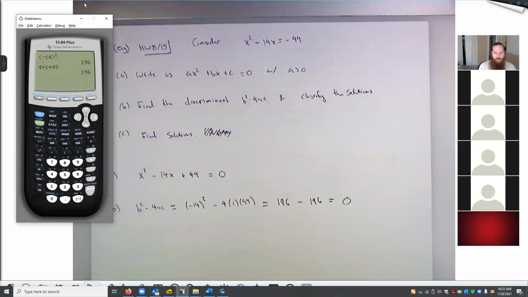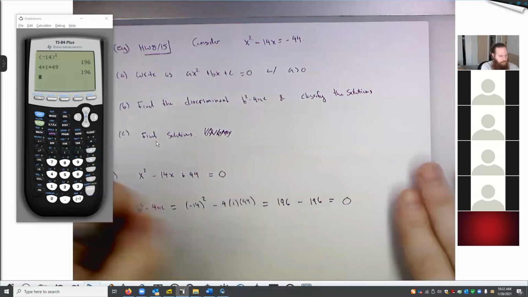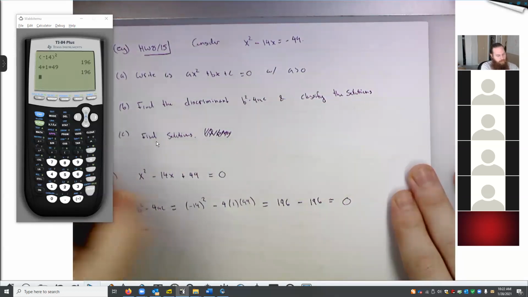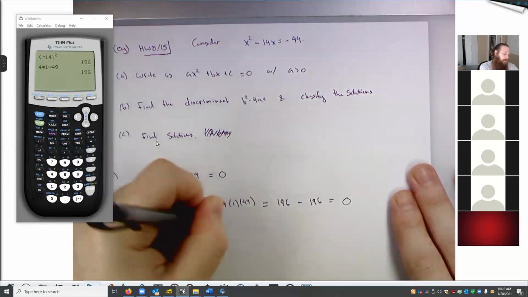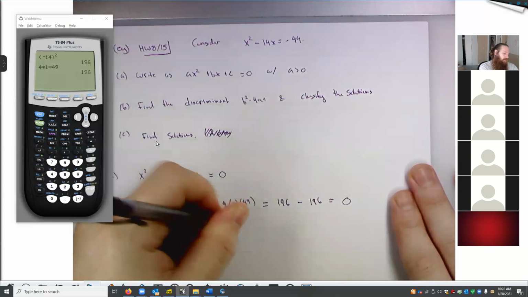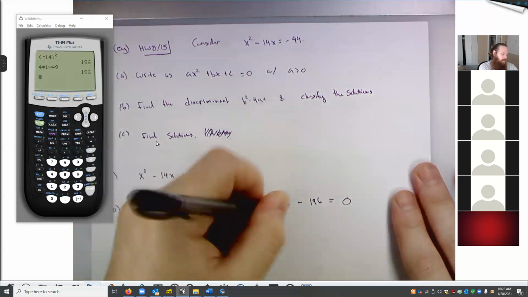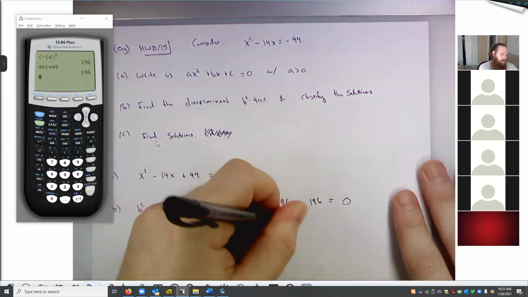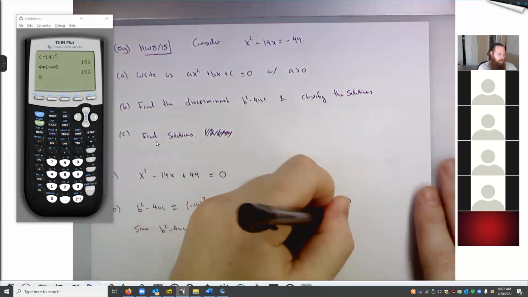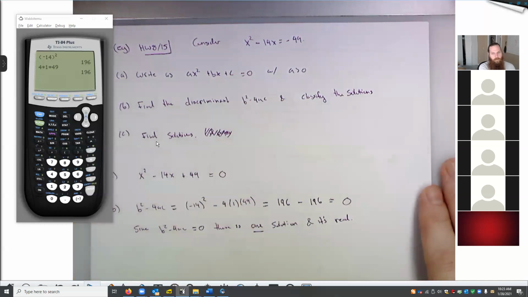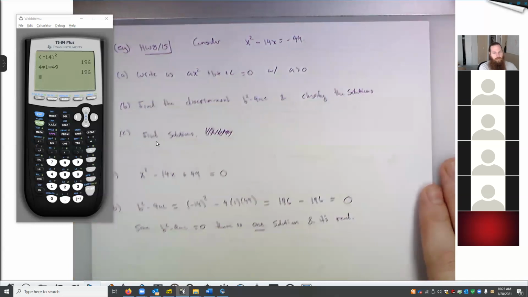Yeah, perfect, Brooke. There's 1, right? If the discriminant is equal to 0, then there's 1 real solution. Since b squared minus 4ac equals 0, there's 1 solution. And it's real. All right, let's find that solution.